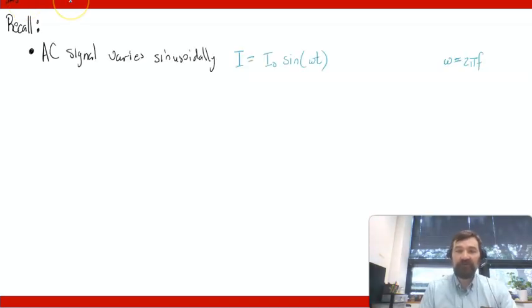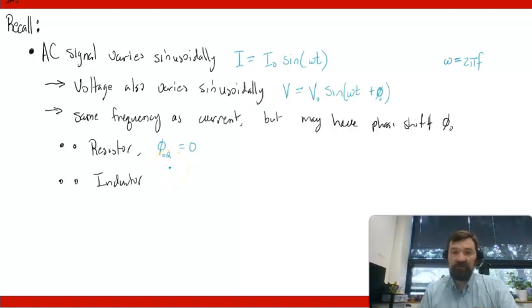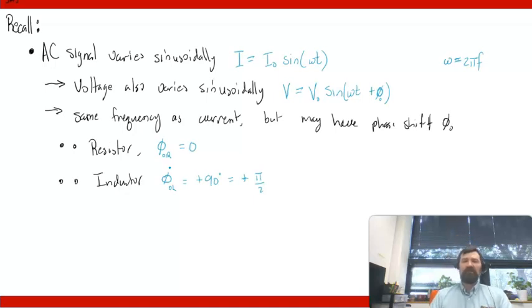Thus the current looks like some peak current value I0 times the sine of omega t. The voltage is also going to vary sinusoidally but with some phase shift. We might recall, for example, what happened when we looked at an inductor in an AC circuit. Thus, if we have a resistor, the phase shift tends to be 0 degrees. If we have an inductor, the phase shift tends to be plus 90 degrees, or more appropriately, plus pi over 2 in radians. Reminder that radians is the preferred unit to work in here, but you could convert to degrees if you'd like.